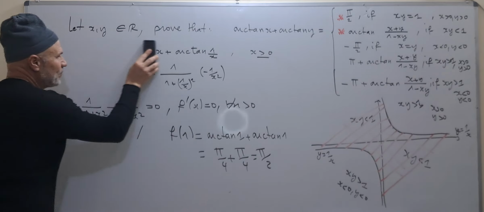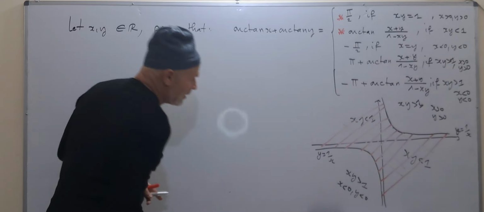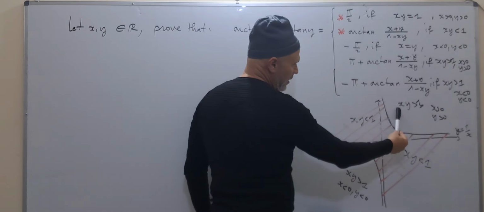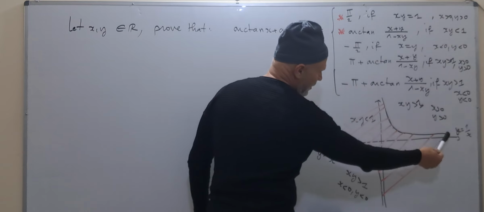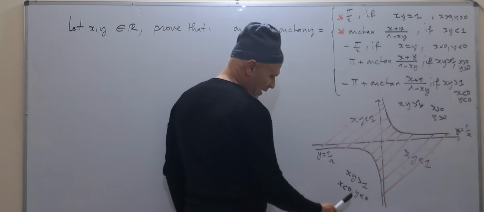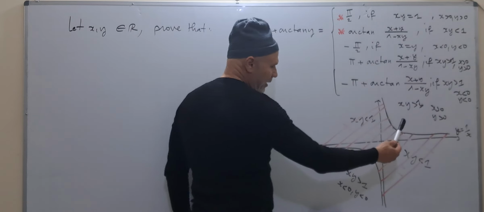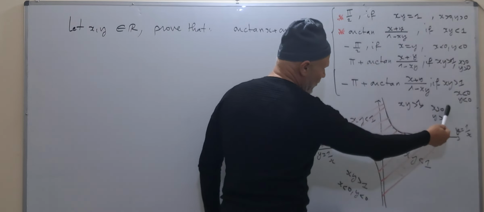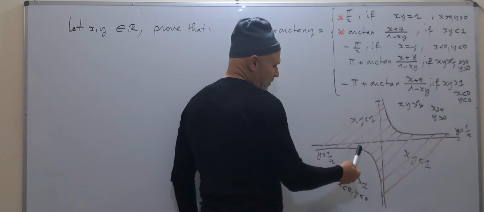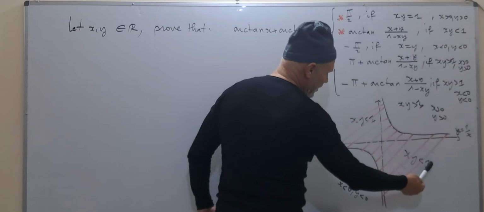For the second, I prepared here a graph. This is the area where xy is greater than 1. This is the function y equal to 1 over x. Here we have x negative, y negative, but xy is greater than 1. Here we have xy greater than 1, x positive, y positive. And the area dashed by the red lines is the area where xy is less than 1.